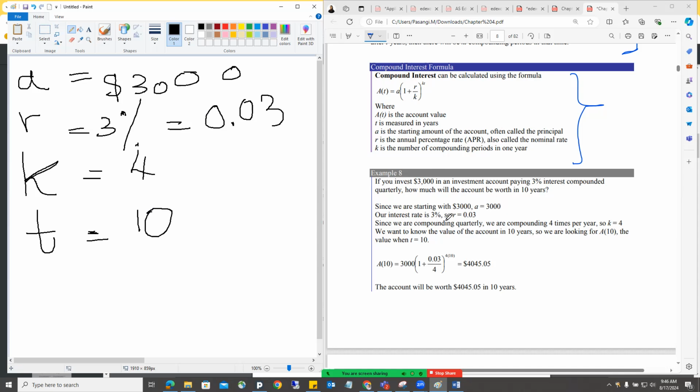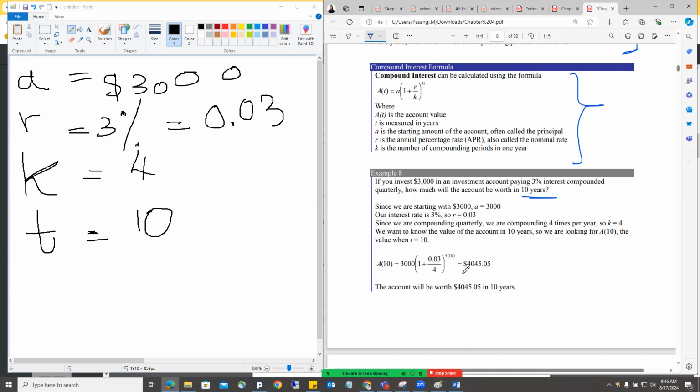Since we are starting with $3,000, the value A is 3,000. Our interest rate is 3%, which in decimal is 0.03. The interest is given quarterly, so per year we have 4 quarters. That is, K is equal to 4. Then they ask us to consider 10 years, which means the value of T will be 10.